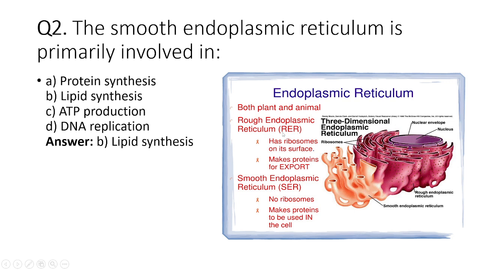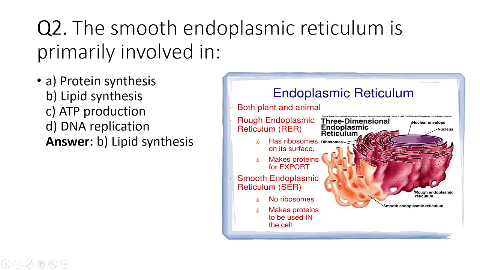Simple. Rough endoplasmic reticulum has ribosomes on its surface and it makes proteins for export. Because of these ribosomes, it became rough endoplasmic reticulum. Look here, these are ribosomes on the rough endoplasmic reticulum. And smooth endoplasmic reticulum has no ribosomes, and it makes proteins to be used in the cell.